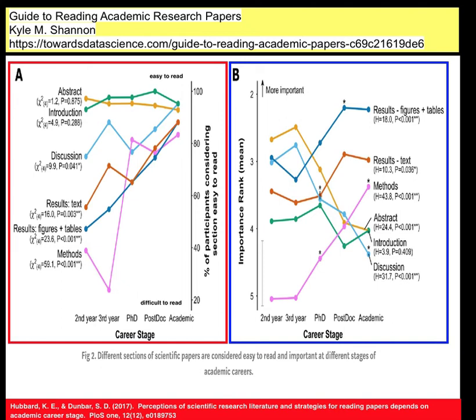That's in box A, the red box. And if you look in the blue box, this graphic addresses the doctoral students' perceptions of the ranking in importance of various parts of a research article, when that is contrasted with their progress in their doctoral program. In other words, first year, second year, third year, are they a PhD, are they a postdoc, or are they an academic, are they a professor? And that is presented in box B.